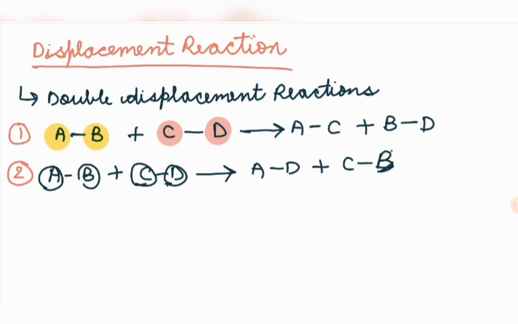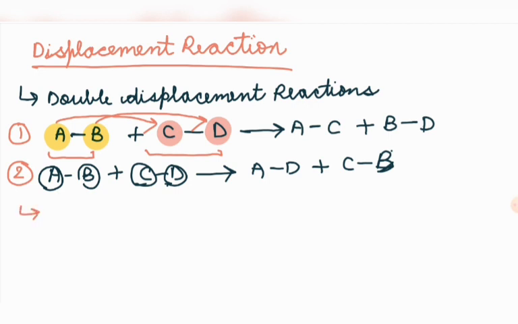These reactions are known as double displacement reactions. Why are these known as double displacement reactions? Because here two displacements are taking place. A is taking C and B is taking D. So A taking C is one displacement reaction, but B taking D is another displacement reaction.